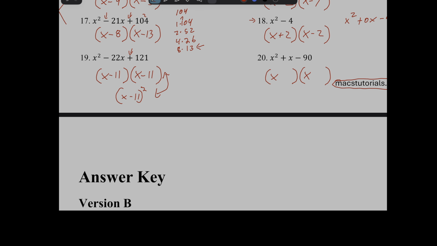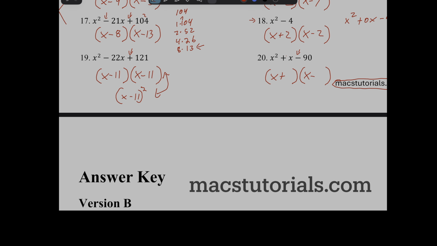And then the very last one, this is one that tricks some people also. Third term is negative, so my signs will be different. What multiplies to 90 and adds to 1? Remember, that's a 1 in front of the x, not a 0. A lot of students will think that's a 0. It's not. It's a 1.